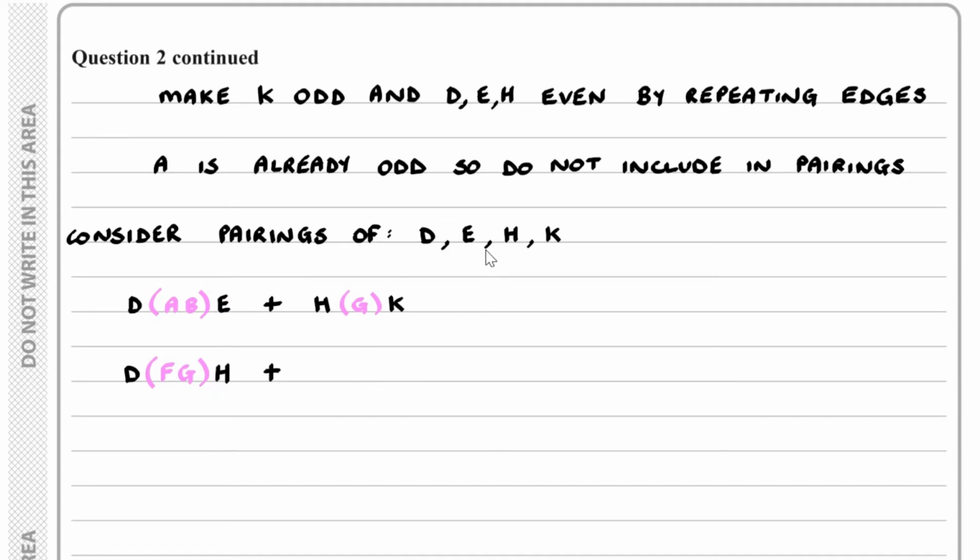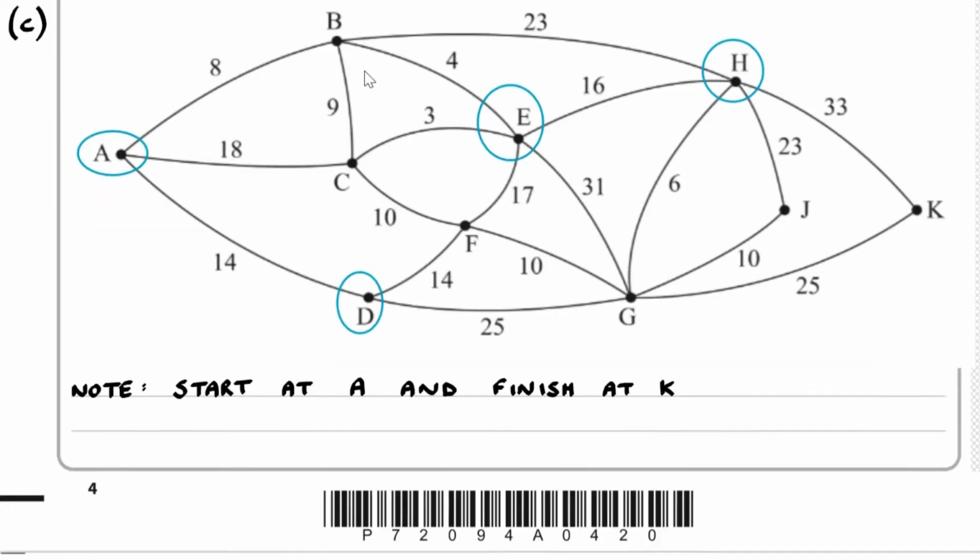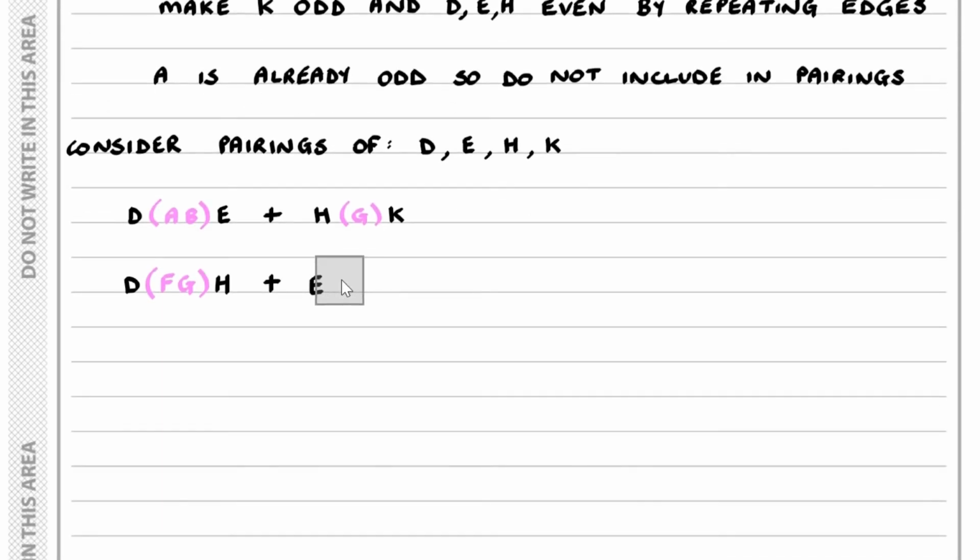And then we've got the pairing EK. So for us to go from E to K, we could go E to H, H to G, and then G to K. So the way we can go from E to K is via H, G. And then we've got the K.